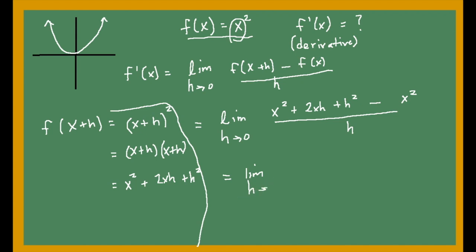Limit as h approaches 0. x squared minus x squared is canceled out, and we have 2xh plus h squared over h. We can cancel one h from each of these terms. We'll take care of the squared here. And so we'll get the limit as h approaches 0 of 2x plus h. And at this point, we can apply direct substitution. We can plug in 0 for h. So this will just be 2x plus 0. We get our answer as 2x.